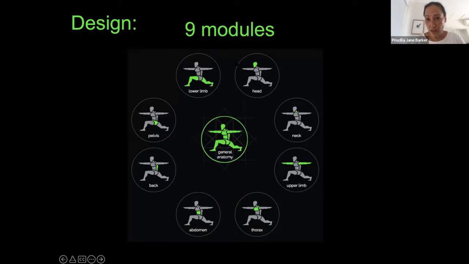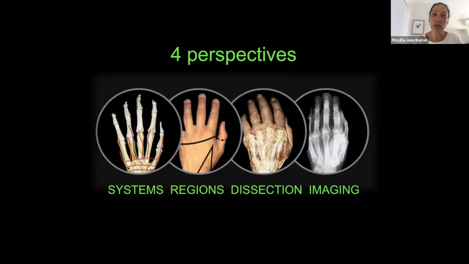The design is quite simple. You need to choose a module. So we usually start with general anatomy, which is introductory and covers the principles and concepts of anatomy. And then we go through clockwise, top right and around: head, neck, limbs and the trunk. So when you enter the program, you need to choose a module, and then you choose within that module. Each of those modules has 4 perspectives.